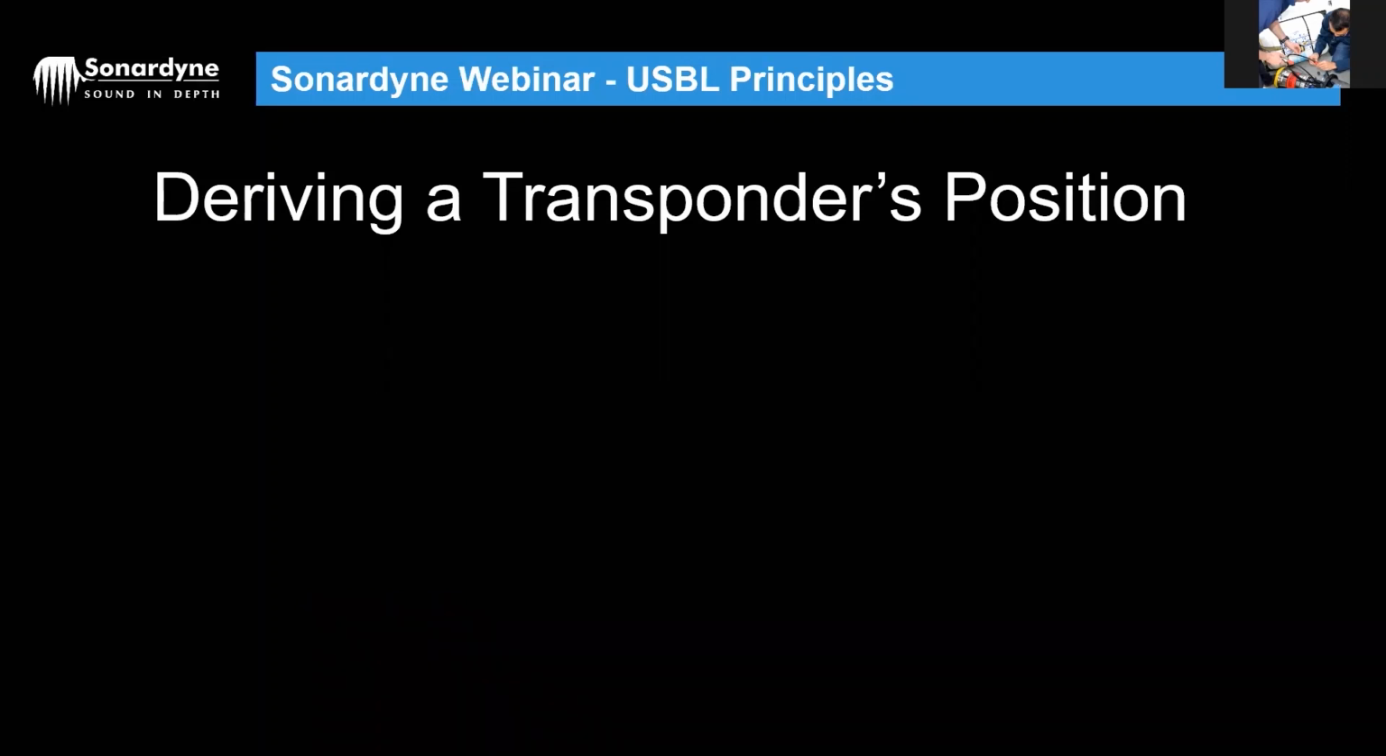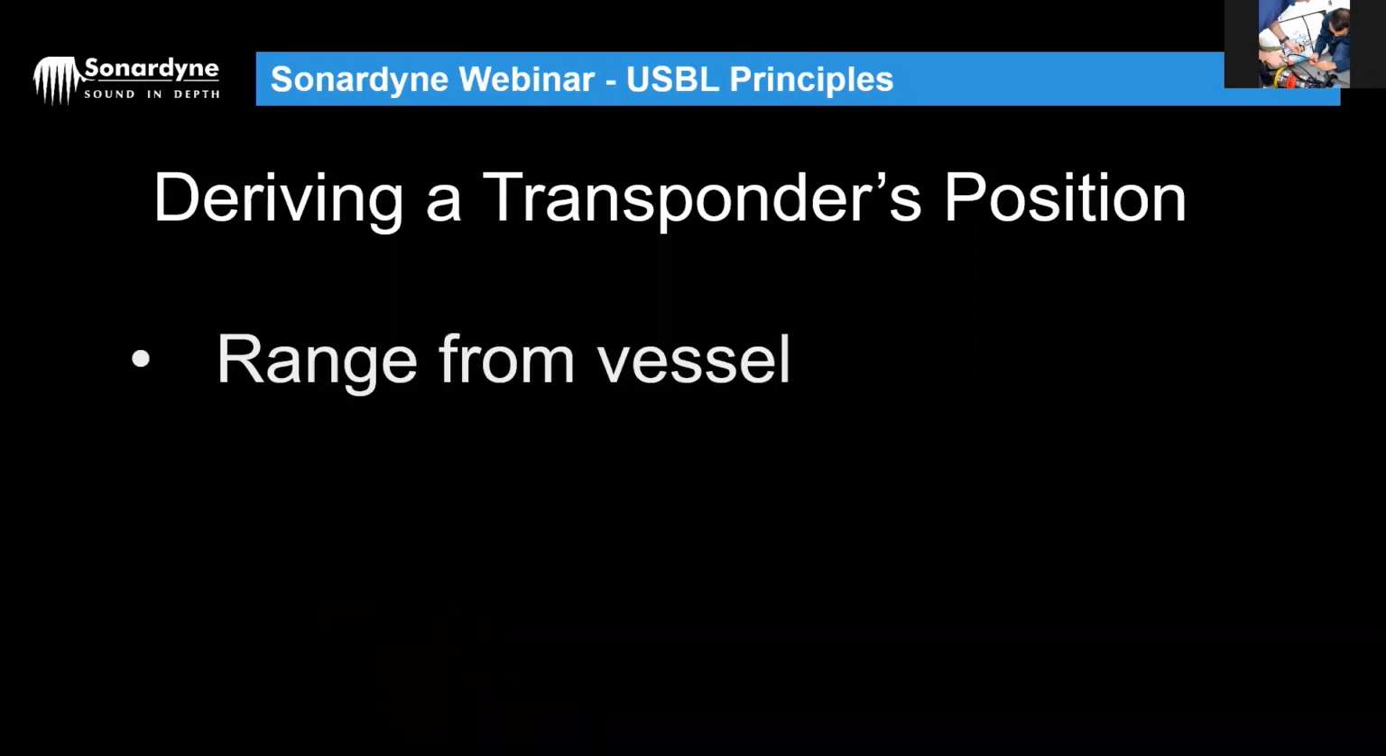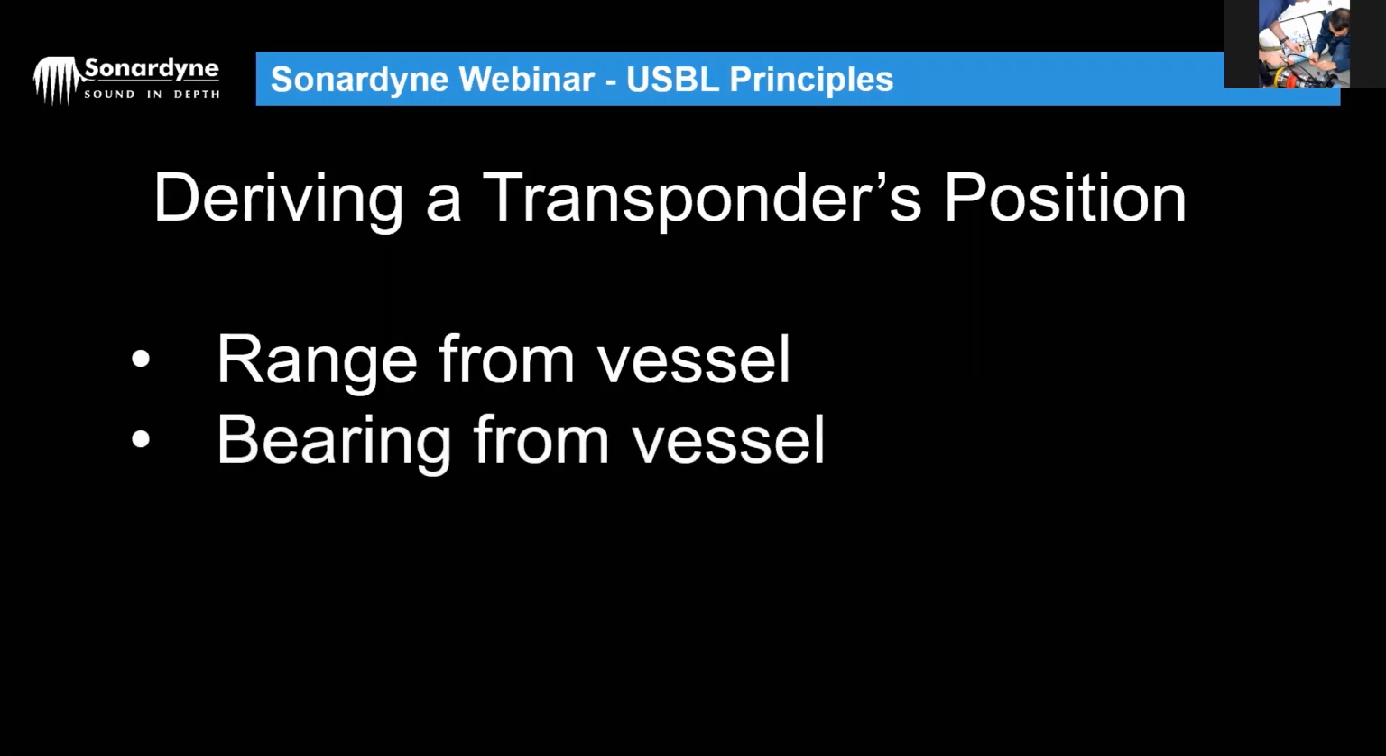So what we're looking for is range from the vessel, how far away it is, the bearing from the vessel relative to our ship's head, so we know which direction it is, and then obviously for the 3-dimensional point in space, we need to know its elevation angle or the depth, as someone's already said. All right, so these are the 3 things that our system is measuring to derive a position for a transponder.